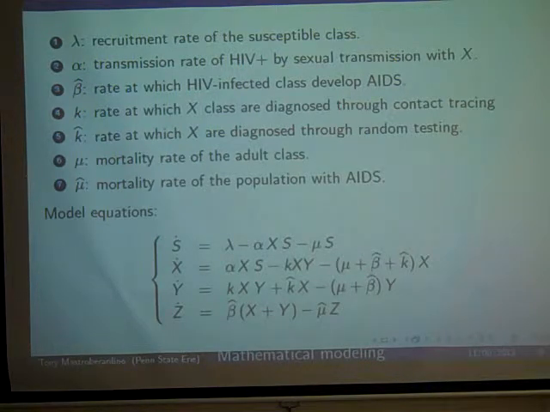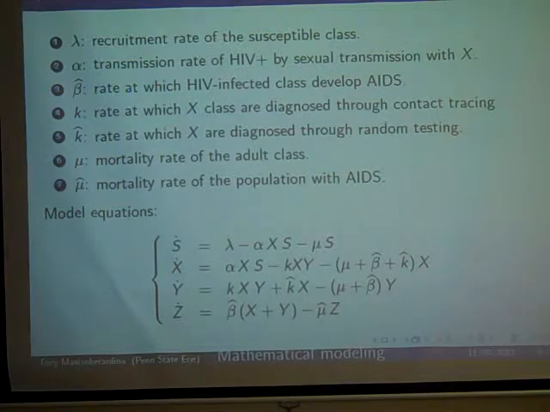The difference in our model from the one by Rapatsky is that we have an open system. There is a constant recruitment rate, the lambda, into the susceptible class, and Rapatsky and his colleagues had a closed system, which is kind of a way of rigging things. If you study SIR models, making a closed system makes the mathematics easy, but it really doesn't make sense physically.